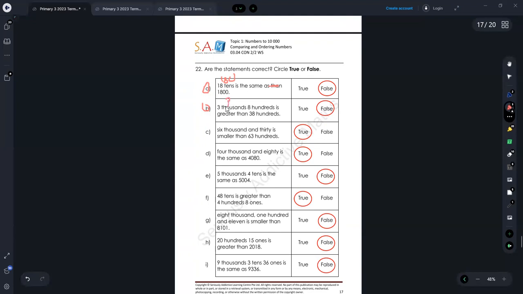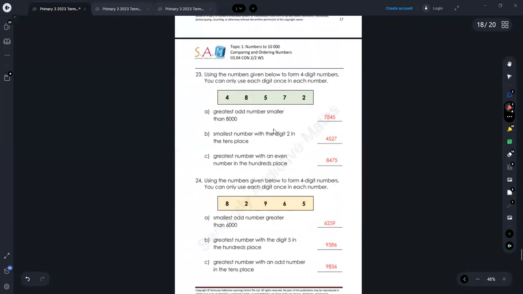3,800 is greater than 3,800. So they write 3,800, 3,800. So that's false as well. So do the first two with them. I remind them that the method is for them to write out numbers first, for the two numbers in number form, so it's easier for them to see.